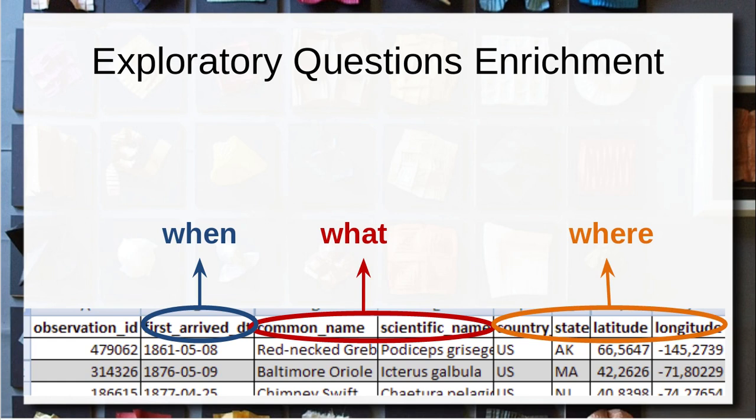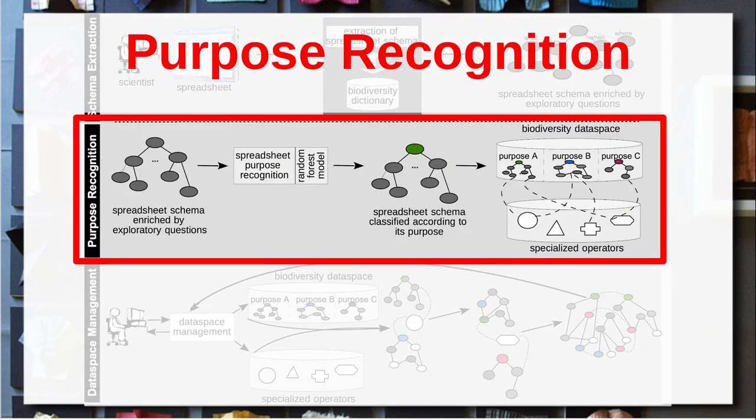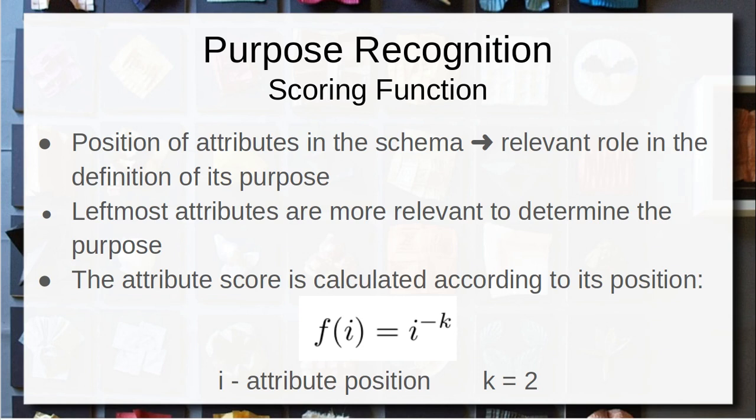So the basic idea is to try to define the exploratory questions of the spreadsheet that can enrich its classification. Why? Because the next step will be to recognize the purpose of the spreadsheet. And its organization and the meaning of the fields are very important to understand its purpose. So the basic idea is the following.